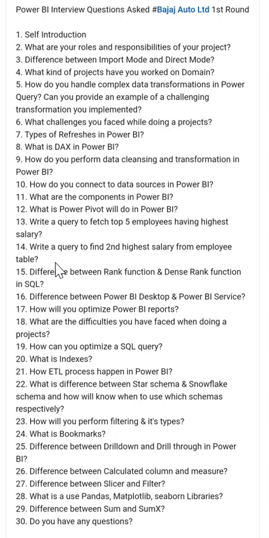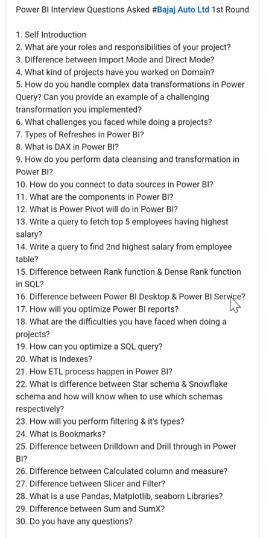There are different ways to find the second highest salary, like using a window function. You can calculate this, or you can directly calculate it. 15th is the difference between the rank function and the dense rank function in SQL. This is a very important topic related to SQL. You can prepare very well about ranking in window functions, right?